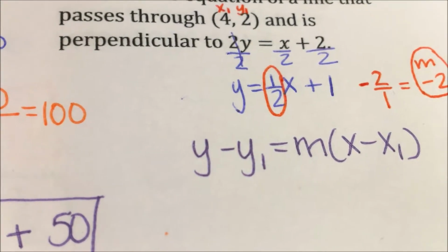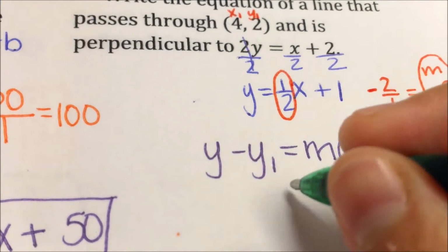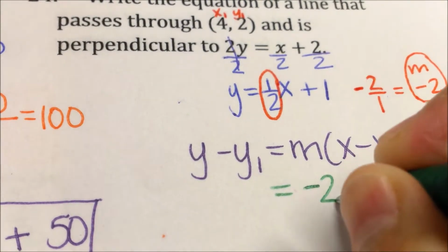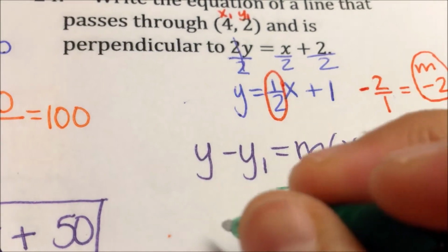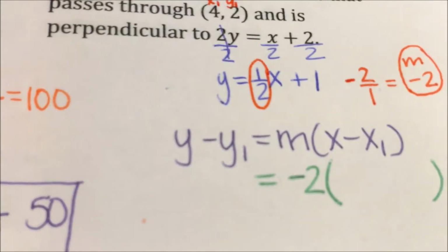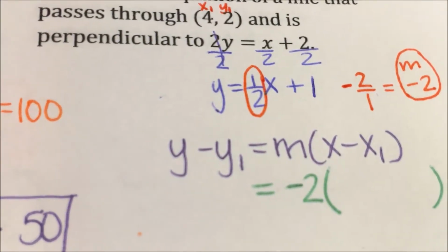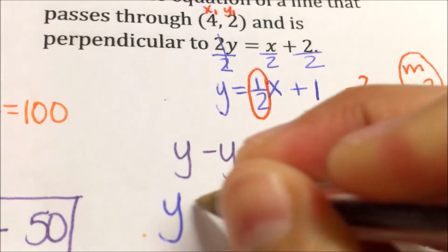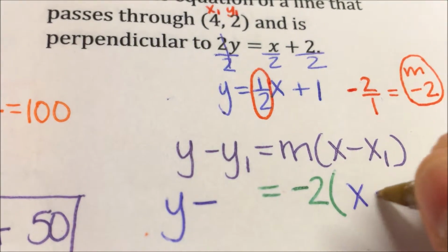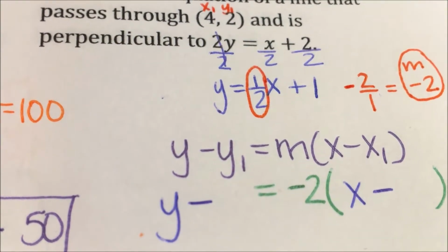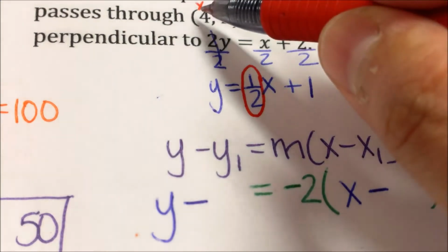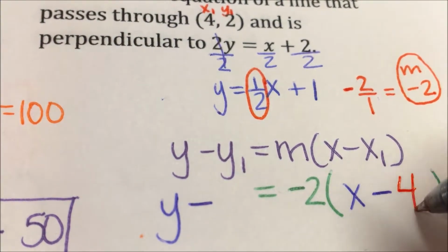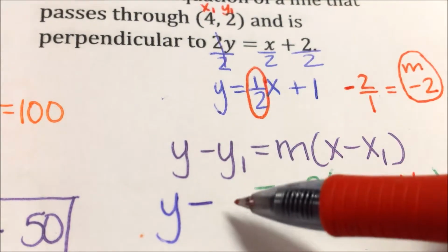We're going to substitute the numbers. So here I have my m is negative 2, and my x1, y1 is 4 and 2. So let me go ahead and put here y minus, x minus, and let's go ahead and plug in the numbers. x1 is 4, so that goes here. y1 is 2, so that goes here.